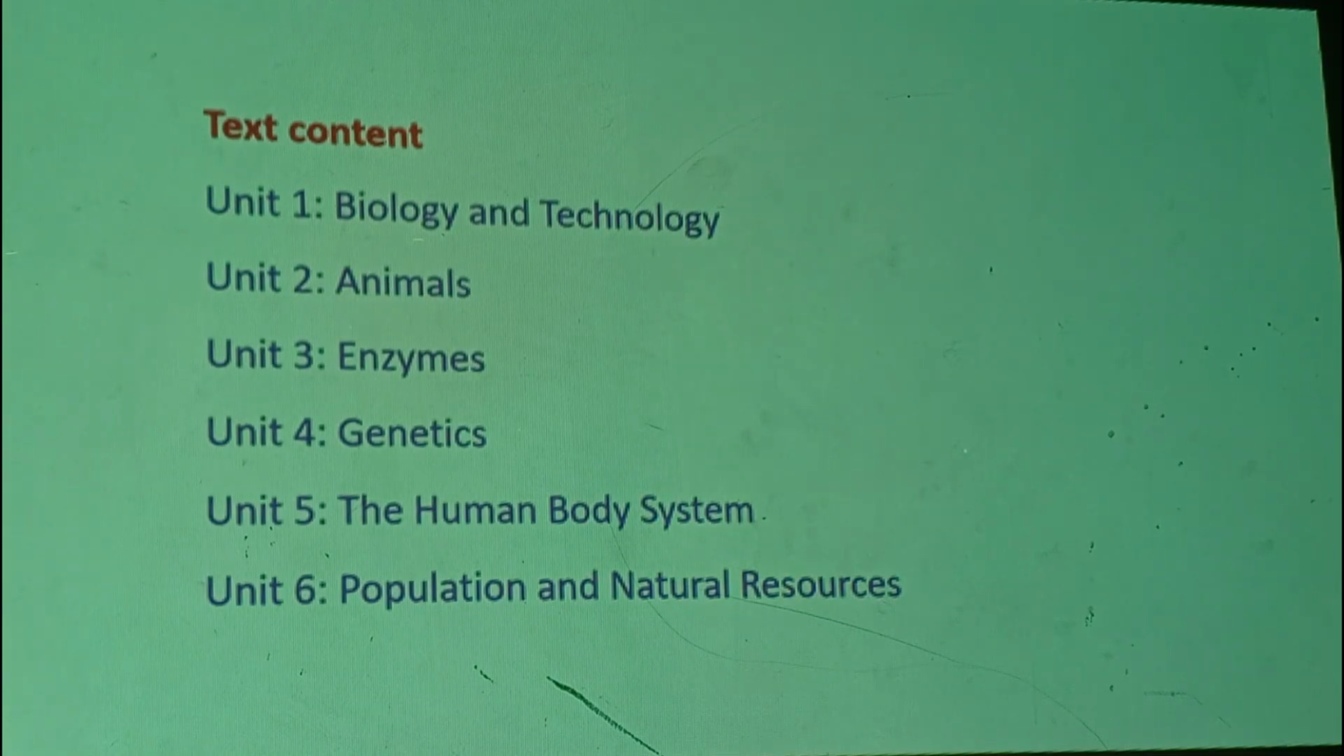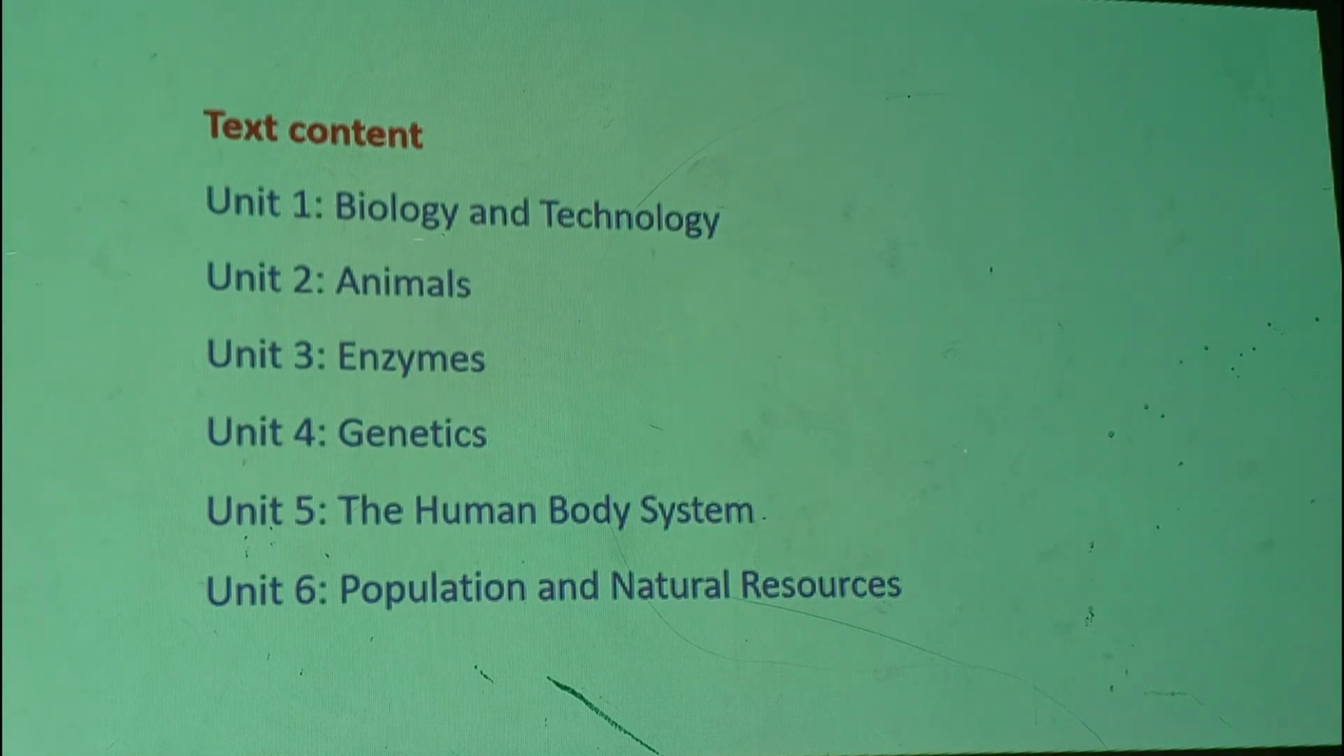Totally, there are 6 units, as you observe here. The first unit talks about biology and technology, two terms. How can we blend them? What does biology mean, what does technology mean? Then the use of technology applied in the biology field.